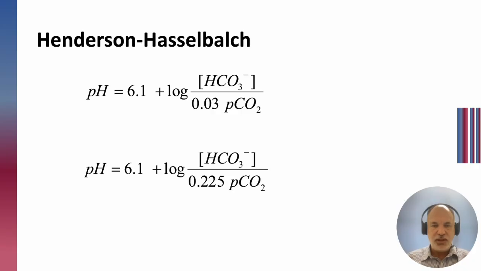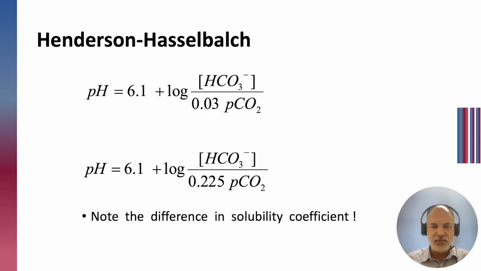If we have a look at this equation, we can express it in two ways. In the top panel, you can see that I've put 0.03 times the partial pressure of carbon dioxide, whereas in the bottom one it's 0.225 times the partial pressure of carbon dioxide. The reason for this difference in the solubility coefficients relates to the units in which the partial pressure of carbon dioxide is measured. For the top equation, the PCO2 is measured in millimeters of mercury, and for the bottom one, the PCO2 is measured in kilopascals.